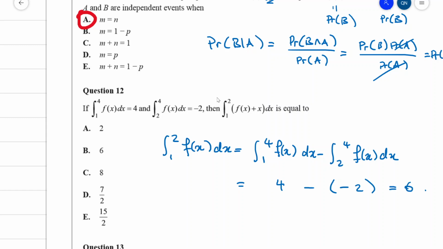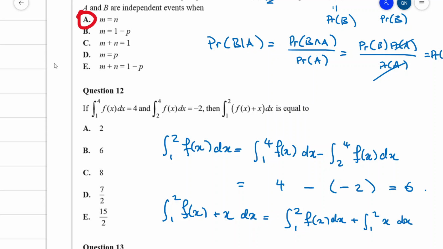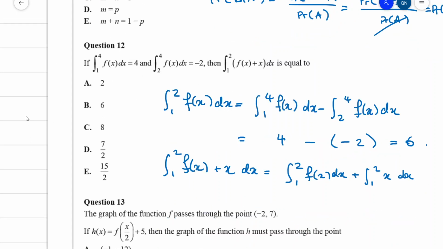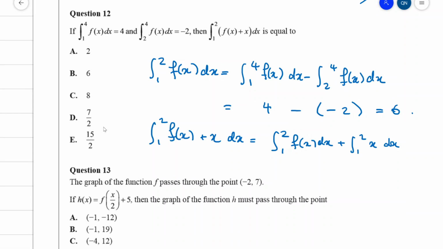Okay, but that's not the integral we're after. We're after the integral of f of x plus x. So what's that going to be? The integral from 1 to 2 of f of x plus x dx. Well, just split up the integral into parts that we know. So that's integral from 1 to 2 of f of x dx plus the integral from 1 to 2 of x dx. And if you want to, you can do that second integral by hand or on the CAS if you want to. This guy over here, that's exactly equal to 6.